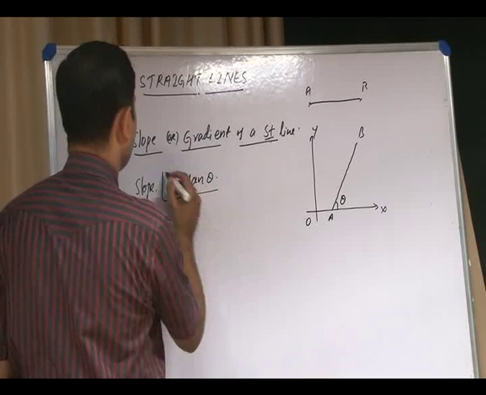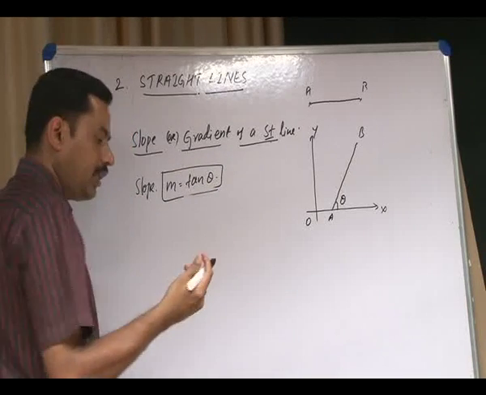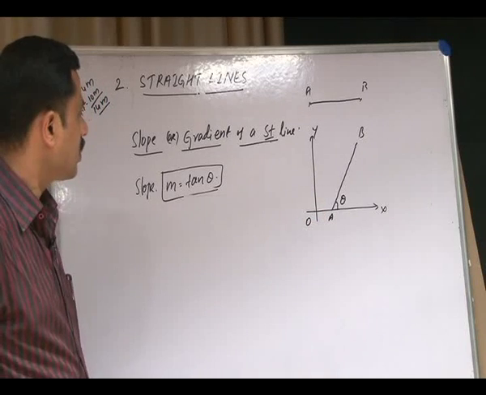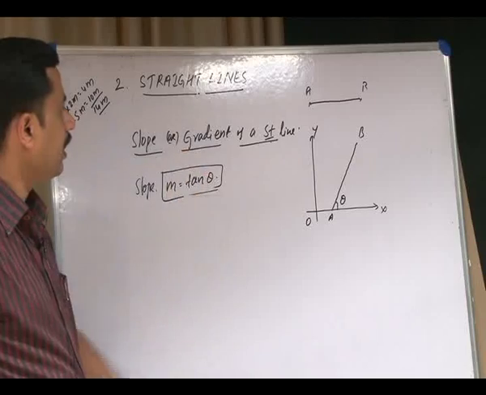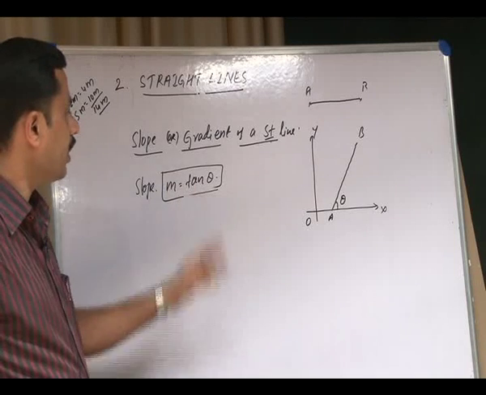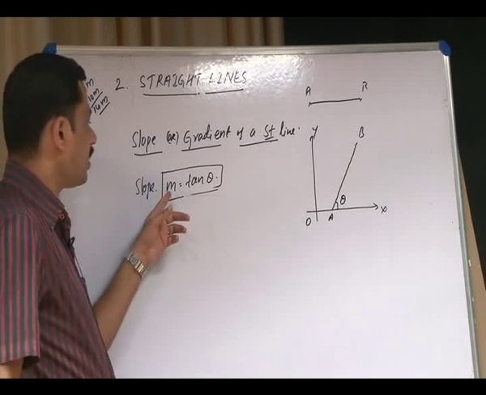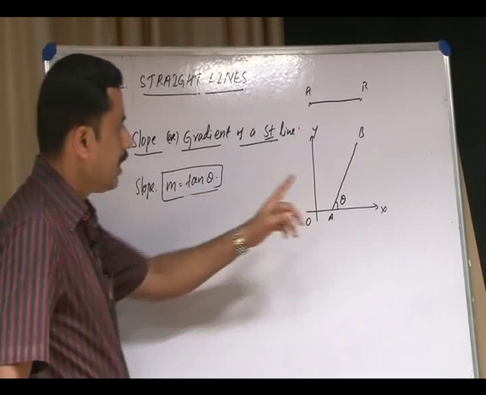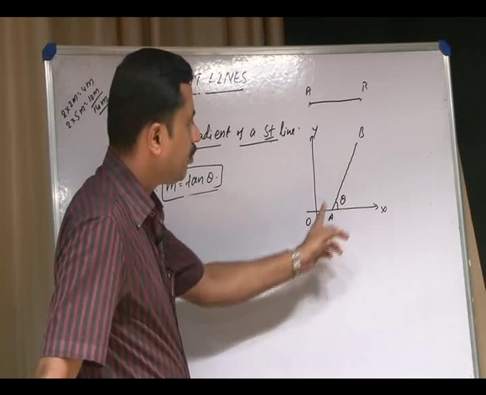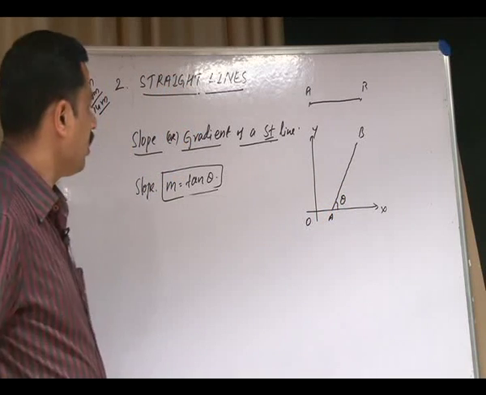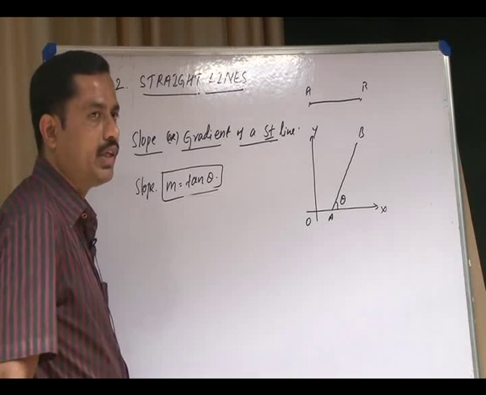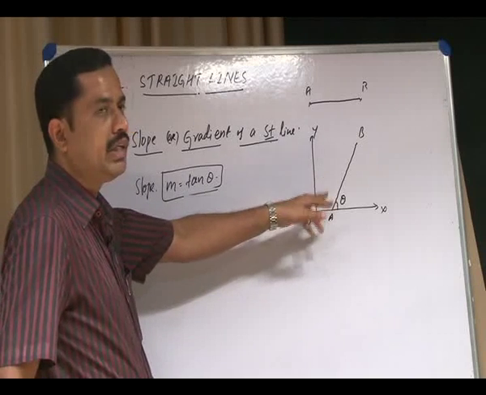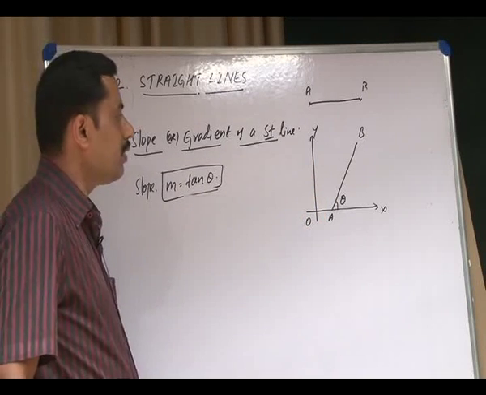That is the formula: tangent of angle theta, where theta is the angle made by the straight line with the positive direction of the x axis. That is the definition of the slope or gradient of a straight line. So slope is represented by the letter m, given by m is equal to tan theta. By using this equation you can find the slope of a straight line by knowing its inclination with the positive x axis.